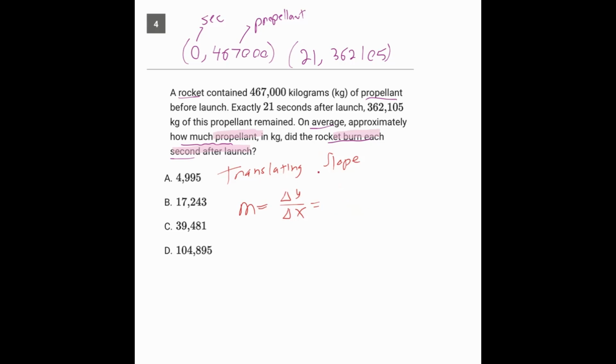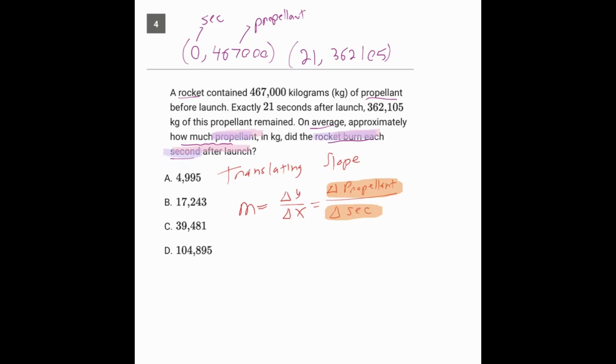So according to how we set this up, the y is the amount of propellant. So it's the change in the amount of propellant. And the x is the number of seconds over the change in seconds. So if our statement is the slope, then it'll sound like this: the change in propellant for every change in the number of seconds. And does it sound like that? Let's look at it again. How much propellant is the rocket burning each second?